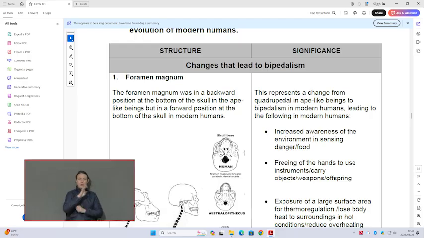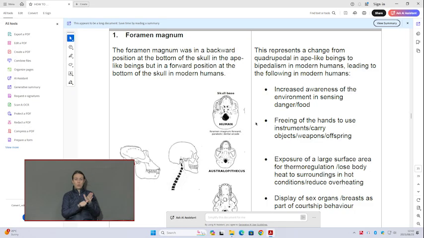It means that quadrupedal organisms will have a foramen magnum which is more backward, while organisms that are bipedal will have a foramen magnum which is at a more forward position. Now, why should we be bipedal, or what is the advantage, the significance of us being bipedal? These are the 4 significances that you must know when associated with the foramen magnum.